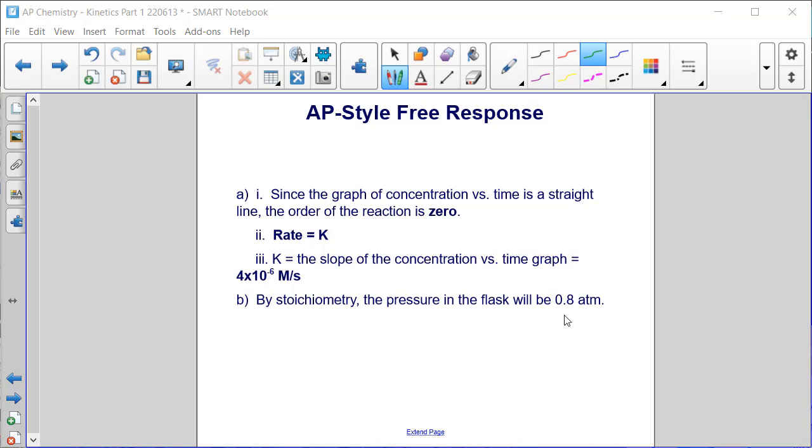And part B, by stoichiometry and using the ideal gas law, the pressure in the flask will be 0.8 atmospheres because we start with 1 mole of reactant and end with 2 moles of products, and that number of moles is directly proportional to the pressure. So we would expect that if the number of moles doubles, so does the pressure. So from 0.4 atmospheres to 0.8 atmospheres.